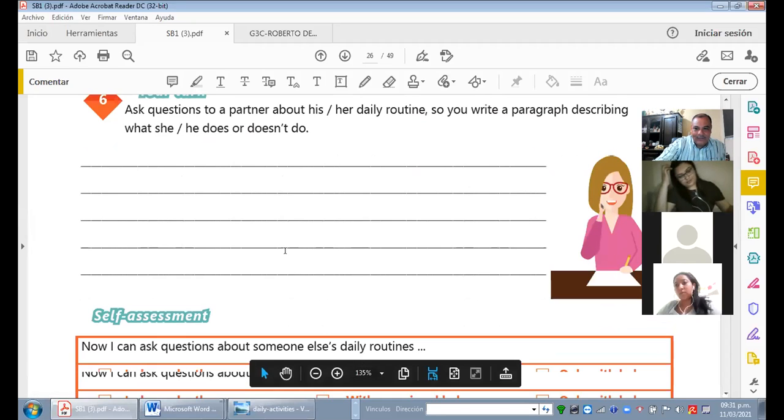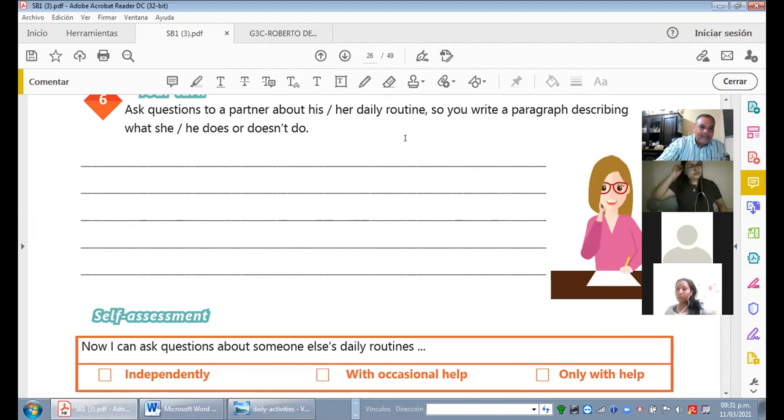Let me share with you right here. So you're going to write what he or she doesn't do. For example, the teacher wakes up early, he prays, he takes a shower, he dresses, he doesn't check emails, whatever. Is that clear? So you're going to write with the questions that you ask, con las preguntas que ustedes hicieron, con la respuesta, mejor dicho, usted va a escribir un párrafo de lo que hace su compañero. ¿Está claro?